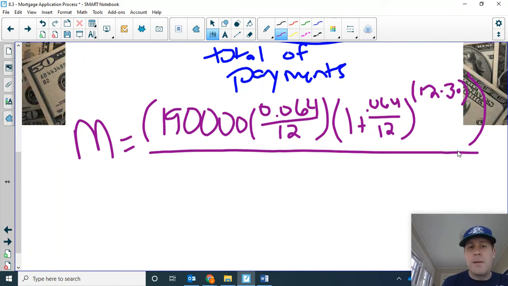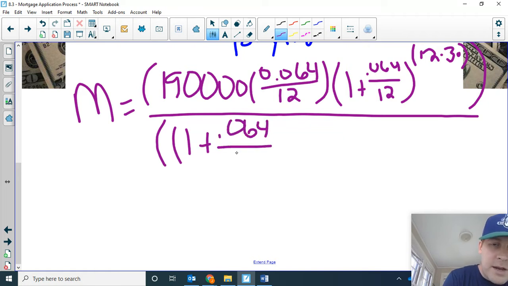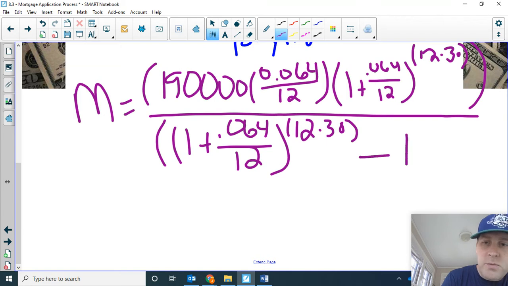Again, I'm going to put a set of parentheses around my denominator, so let's put those in. Okay, and we're going to open up another one, and it's 1 plus 0.064 divided by 12 raised to the 12 times 30, all that minus 1, close our parentheses.